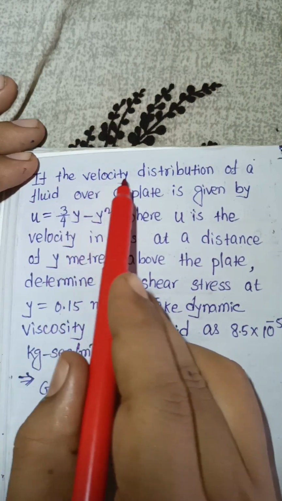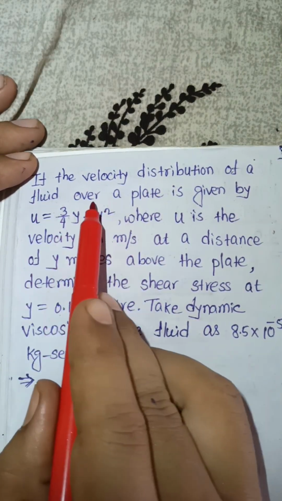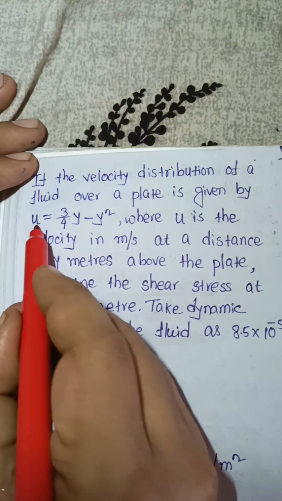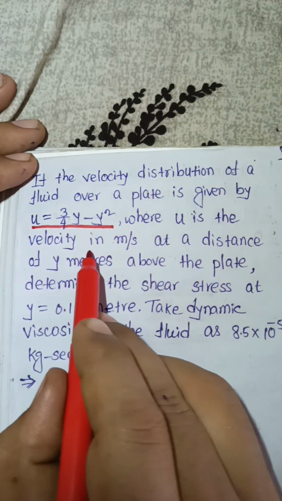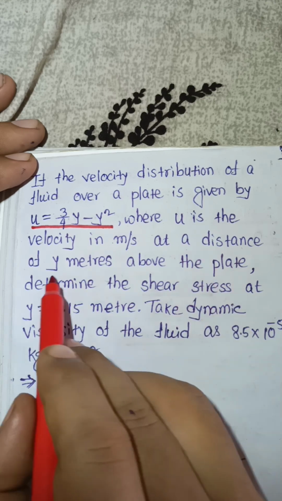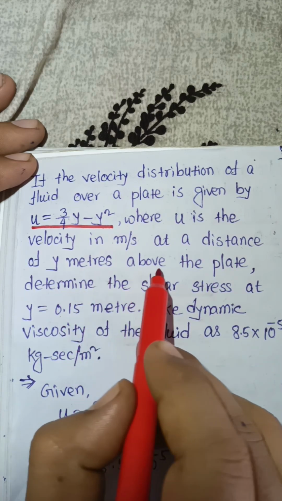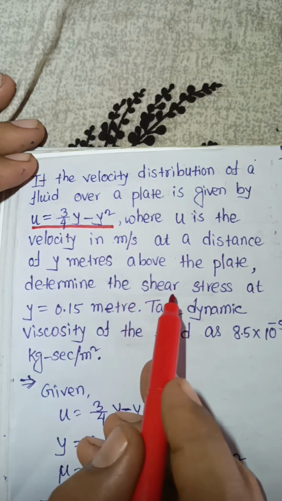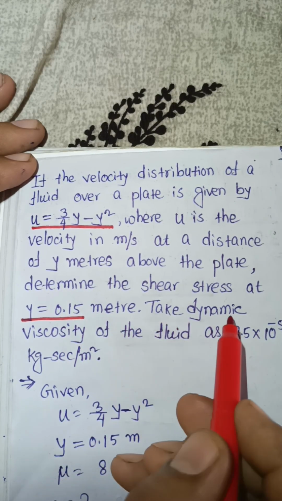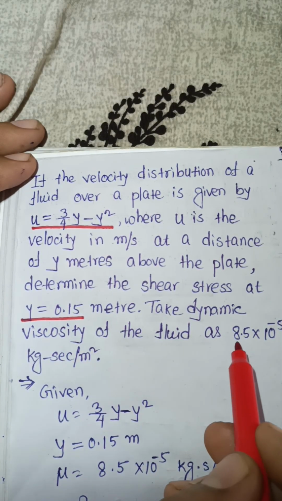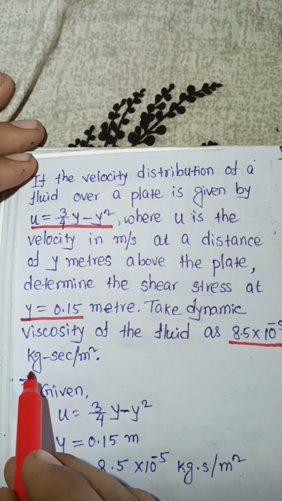If the velocity distribution of a fluid over a plate is given by u equal to 3 by 4 y minus y square, where u is the velocity in meter per second at a distance of y meters above the plate, determine the shear stress at y equal to 0.15 meter. Take dynamic viscosity of the fluid as 8.5 into 10 to the power minus 5 kg second per meter square.